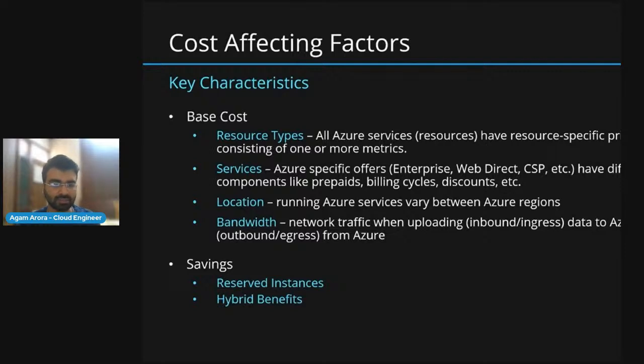So the last point here is the cost affecting factors. The key characteristics include the base cost, which depends on what type of resources we are using. Every resource has a different type of cost. If we are using the Azure Monitor service and checking the logs, it helps you find out which resource is costing more and which is costing less. Similarly, we have the Azure Cost Management service, which you can use for this.